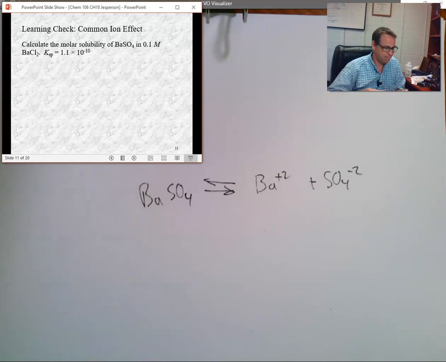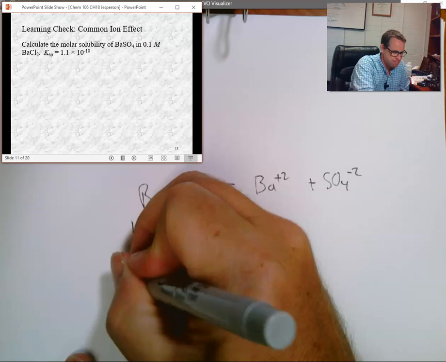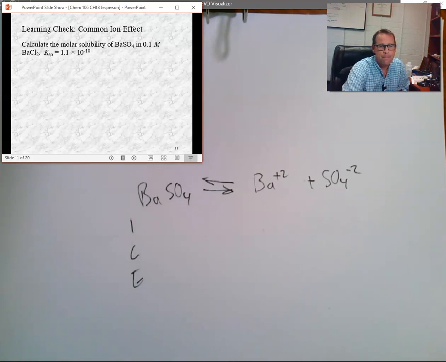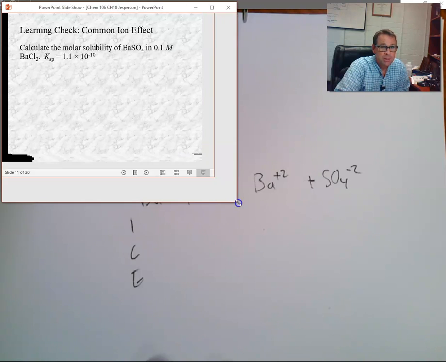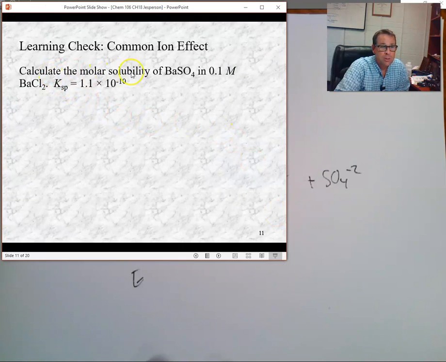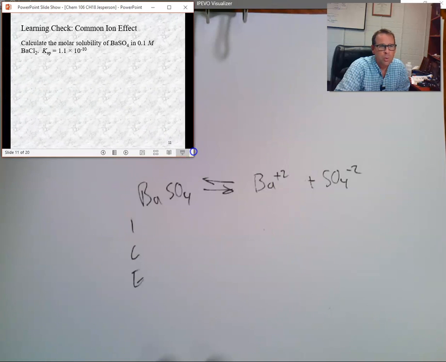The table. Okay. What do we do? Well, initially there's none. None of what? Barium. I think that's what makes this problem a little bit different. What do they say here? Calculate the molar solubility of this in 0.1 molar barium chloride. So we already started with 0.1 molar barium chloride in the solution. So would it be 0.1?